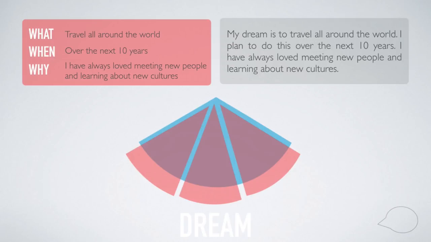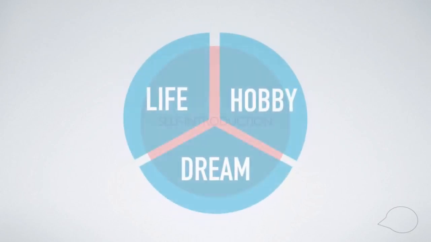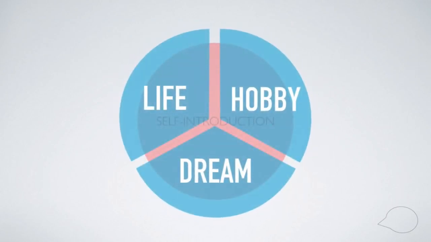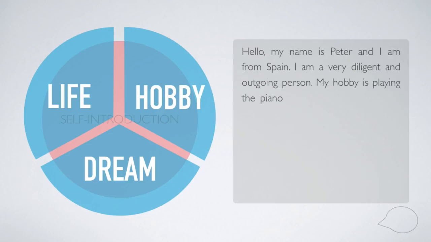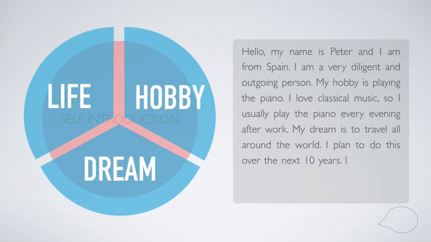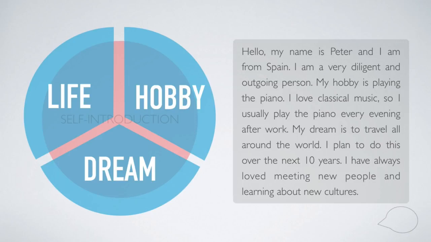Okay, now that we have looked at each part in detail, let's see what the entire English introduction sounds like with Part 1, Part 2, and Part 3 all together. Hello, my name is Peter and I am from Spain. I am a very diligent and outgoing person. My hobby is playing the piano.